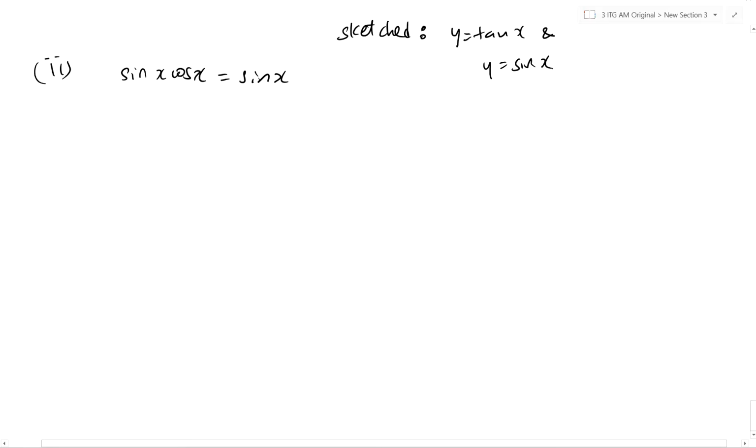Okay, sketching I think there's no problem. Part 2: sine x cosine x equals sine x. What do we need to do for this? Since you already sketched y equals tangent x and y equals sine x, what should we do with this equation?